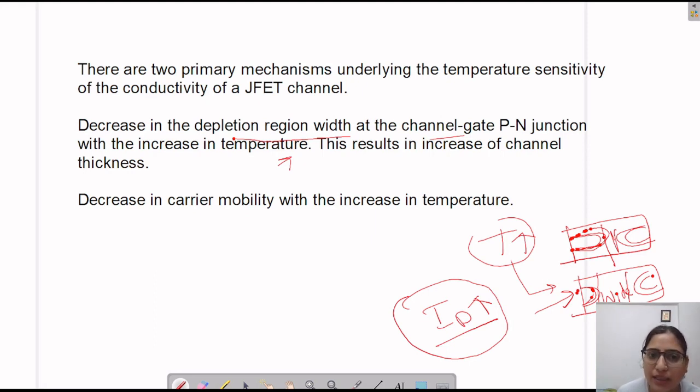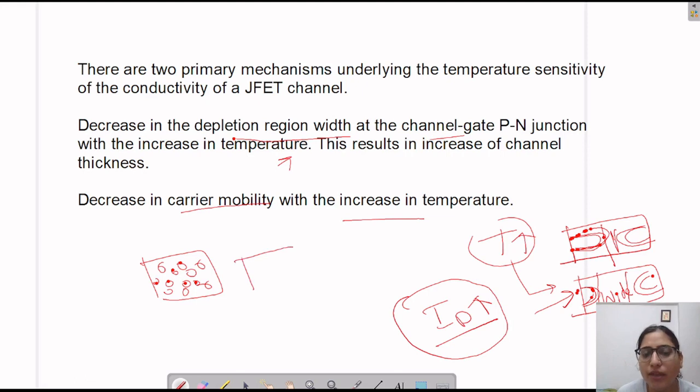The second one is the decrease in carrier mobility with an increase in temperature. Suppose this is a JFET bar and these are charge carriers. In an N-channel JFET, these are all electrons. They have a particular mobility and are traveling here and there. But what is happening due to the effect of temperature? If temperature increases, this carrier mobility decreases.